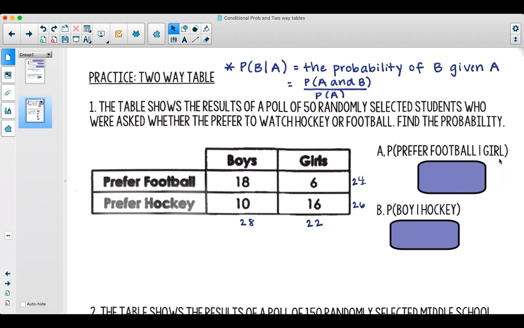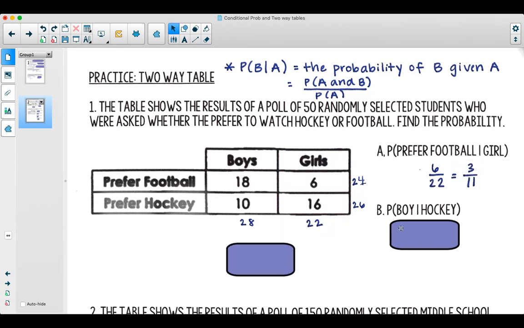In this first example, we need to find the probability of they prefer football given that they're a girl. So I looked here and I said 18 and 6 gets me 24, 10 and 16 gets me 26, 18 and 10 gets me 28, and 6 and 16 gets me 22. Kind of making those totals. What I need to know is the probability that they prefer football given that they're a girl. The probability that they prefer football and they're a girl is 6. How many total girls are there? 22. So that probability is 6 over 22, and if we simplify that, we get 3 over 11.